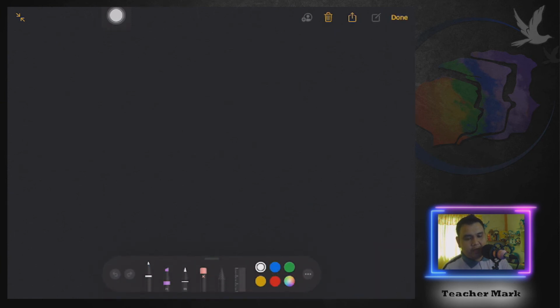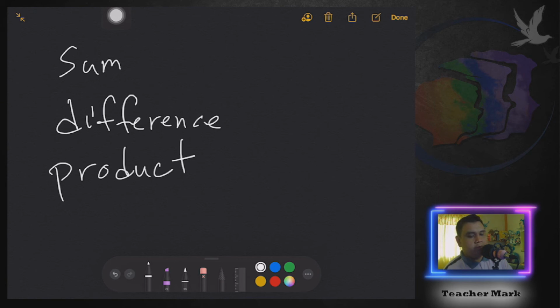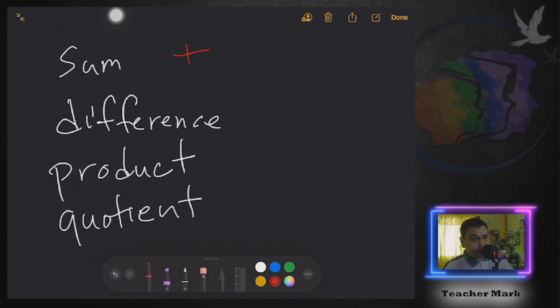Let's take terms such as sum, difference, product, and quotient. Sum refers to the answer when we add. And difference refers to the answer when we subtract. Product is what you call the answer for multiplication. And quotient is what we call the answer after dividing.